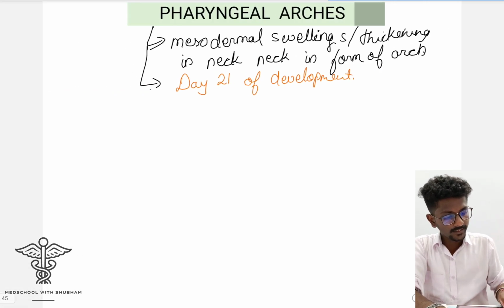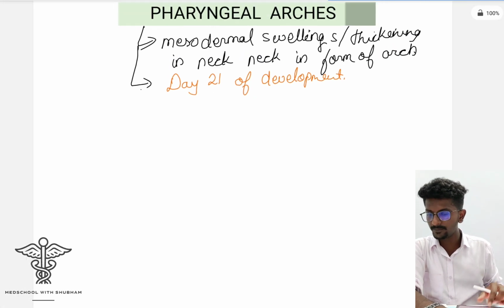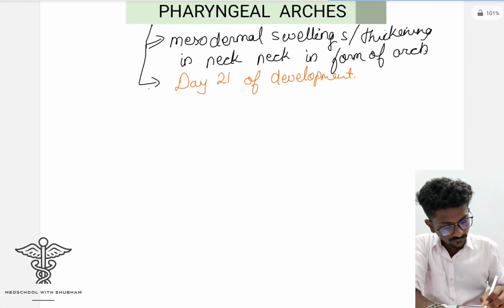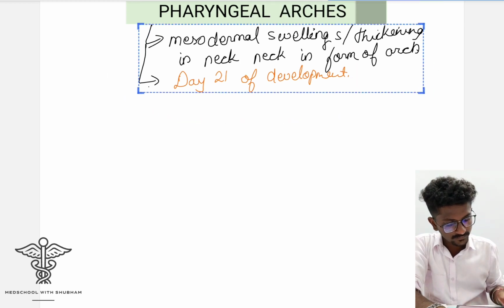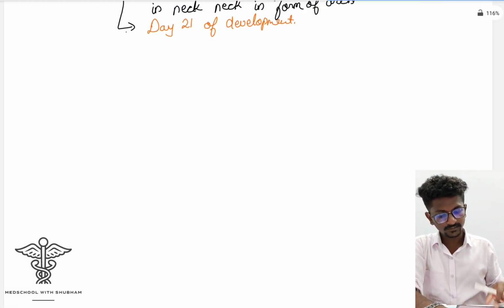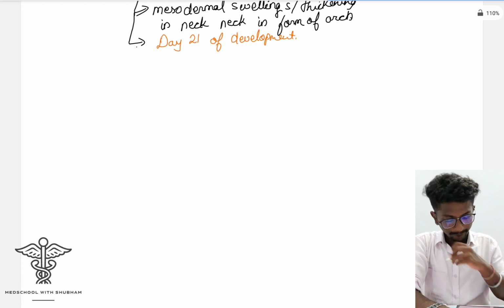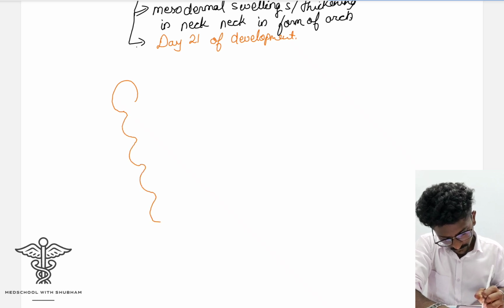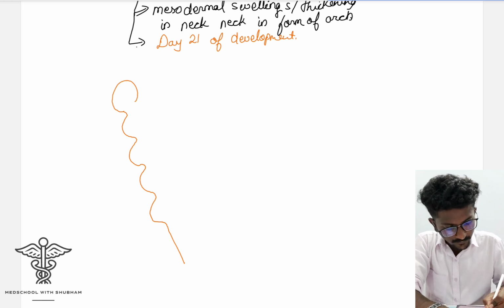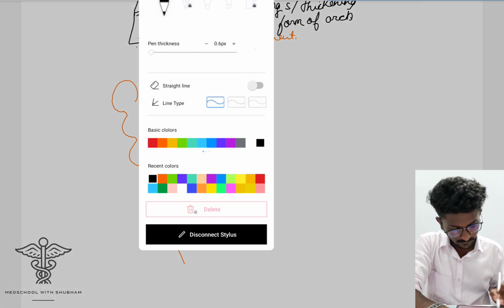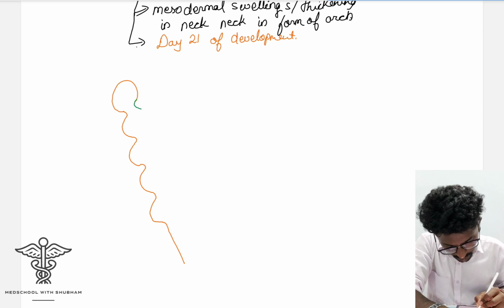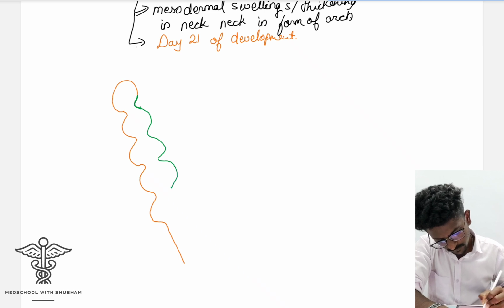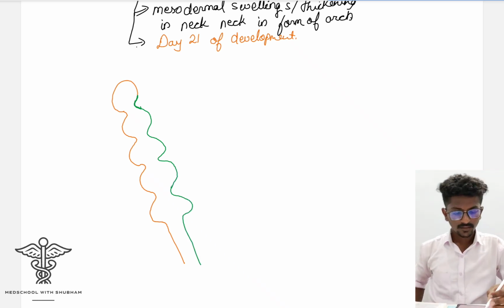So let's again draw the diagram of the pharyngeal arches. Now properly we will be drawing the diagram of the pharyngeal arches. Okay, let me reduce the size. Now let's draw the diagram. Two, three, four. So this is one side.